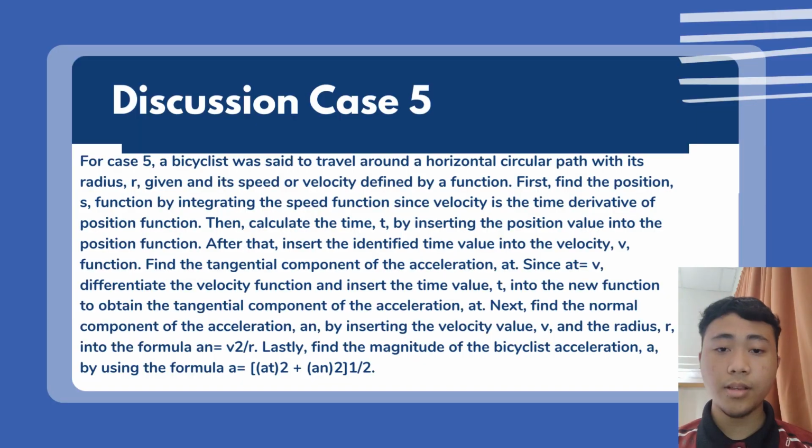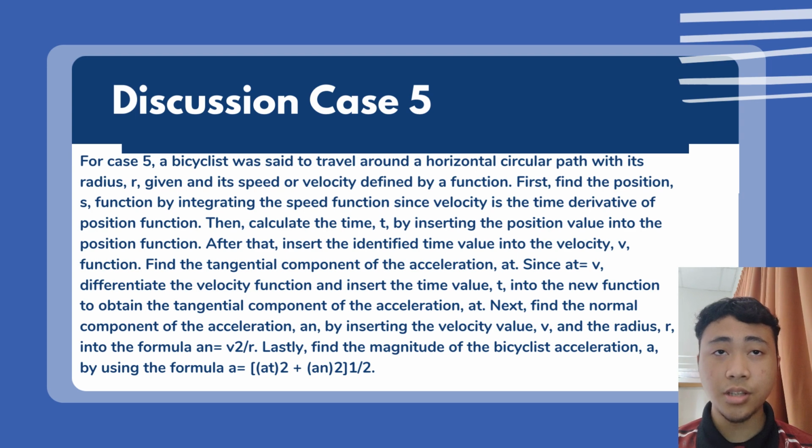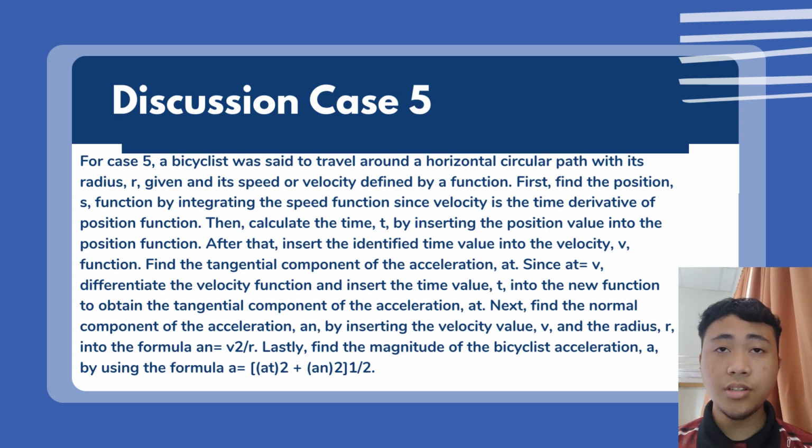For the fifth case, there's a bicyclist that was set to travel around a horizontal circular path with its radius given, at a speed or velocity which was defined by a function. First, find the position s function by integrating the speed function, since velocity is the time derivative of the position function. Then calculate the time t by inserting the position value into the position function. After that, we insert the identified time value into the velocity v function, and after that we can find the tangential component of the acceleration, a_t.